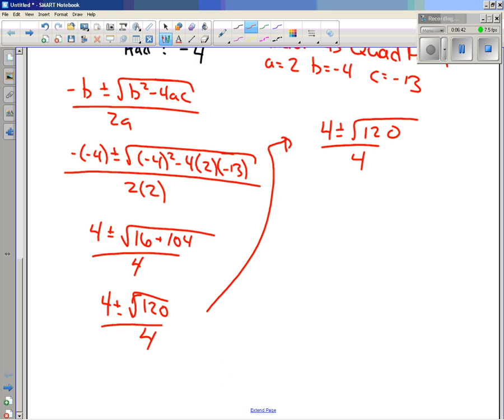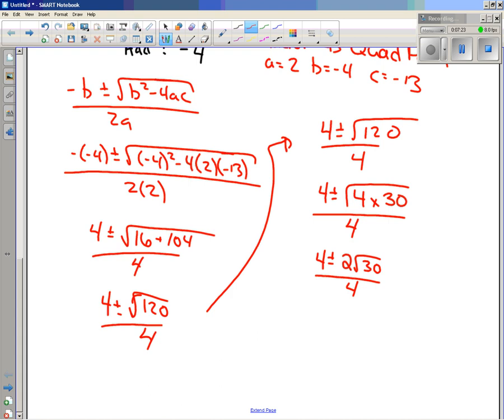if we can express 120 as a product of a perfect square and another number, we can take the square root of that. So what I mean by that is if we can say that 120 is 4 times 30, over 4, then what you would do from there is you'd say, all right, well, let's just take the square root of 4. What's the square root of 4? Square root of 4 is 2, so we can express our answer as 4 plus or minus 2 root 30 over 4.